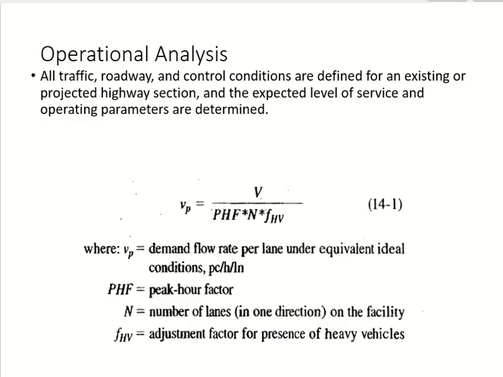Which other thing is given in the question? Distance factor for ambiguities? Is it given? No, we have to calculate. So FHV we will calculate. What other thing is given in the question? Flow rate, we will calculate. Something is given, right? Rolling terrain. And what else is given? 2% trucks.